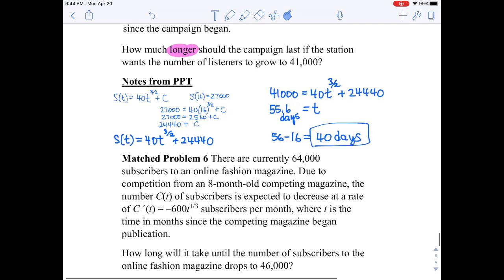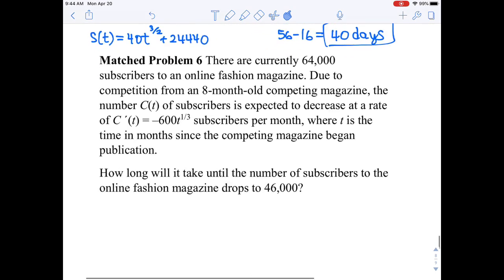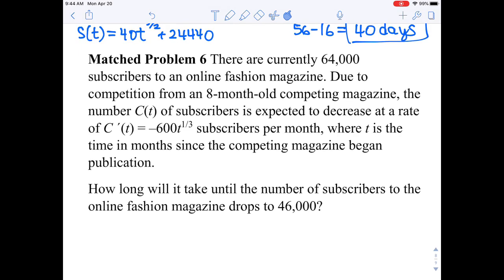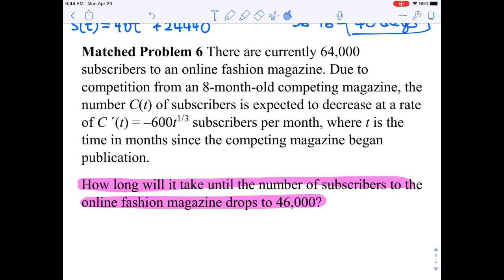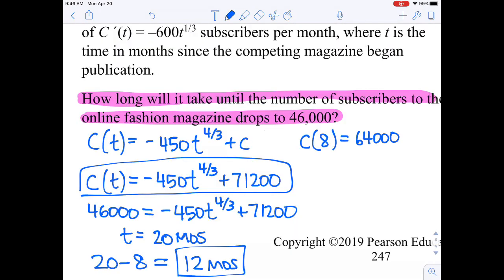Okay, so you have a problem. It's very similar in nature, where you currently have 64,000 subscribers, and an 8-month-old competing magazine wants to know how long it will take until you get to 46,000. Okay, and this ends part 2.